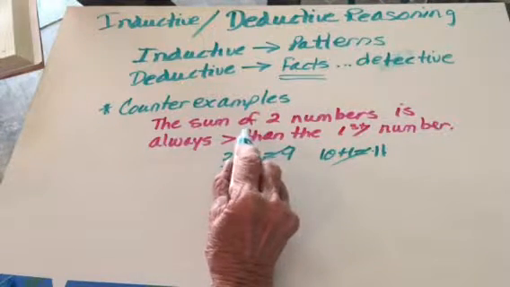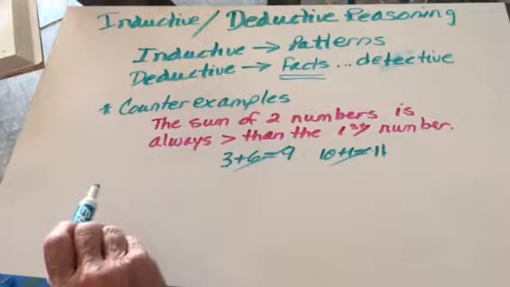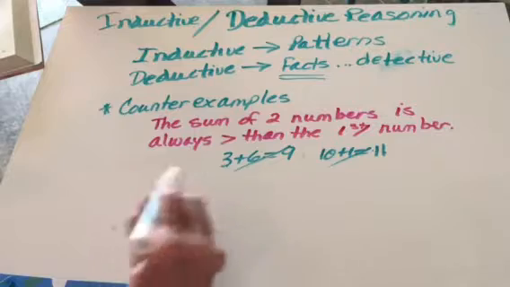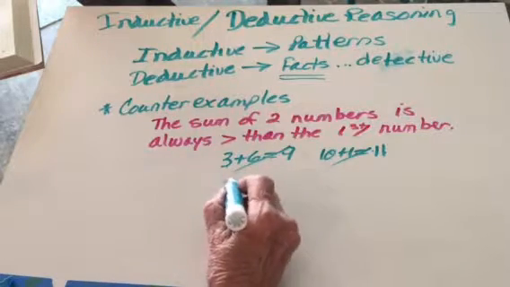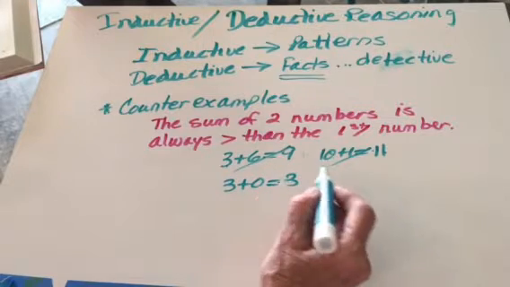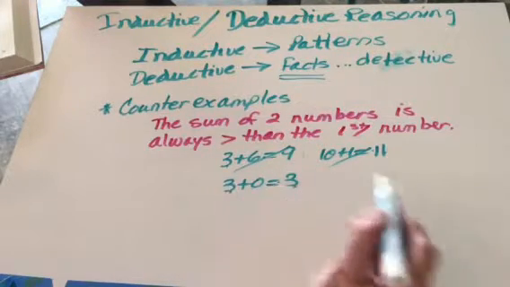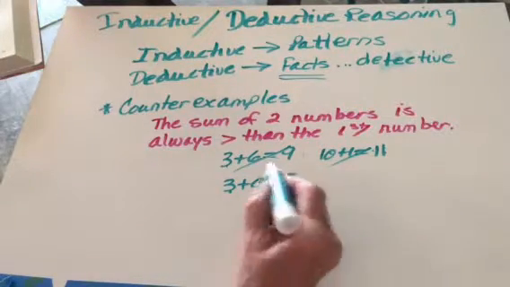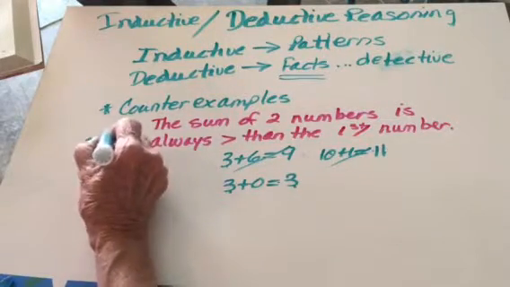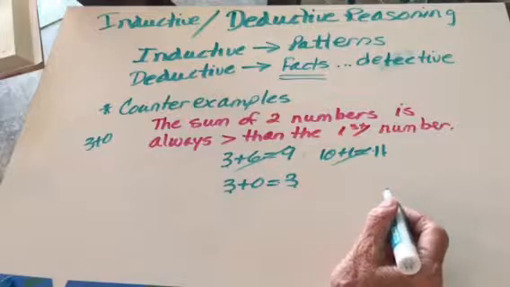Okay? Well, what about if I add negative numbers? Or what about if I would add a 0? What if I say 3 plus 0 is 3? Is 3 greater than 3? No. So I've just found a counterexample then. 3 plus 0. That's a counterexample.